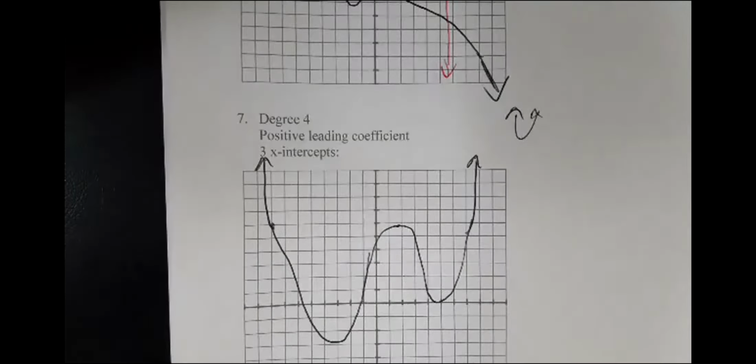So I have 3 x-intercepts. This is a degree 4, which means it has 1, 2, 3 turning points. It is a positive leading coefficient, meaning both of these ends are going up like a positive parabola.